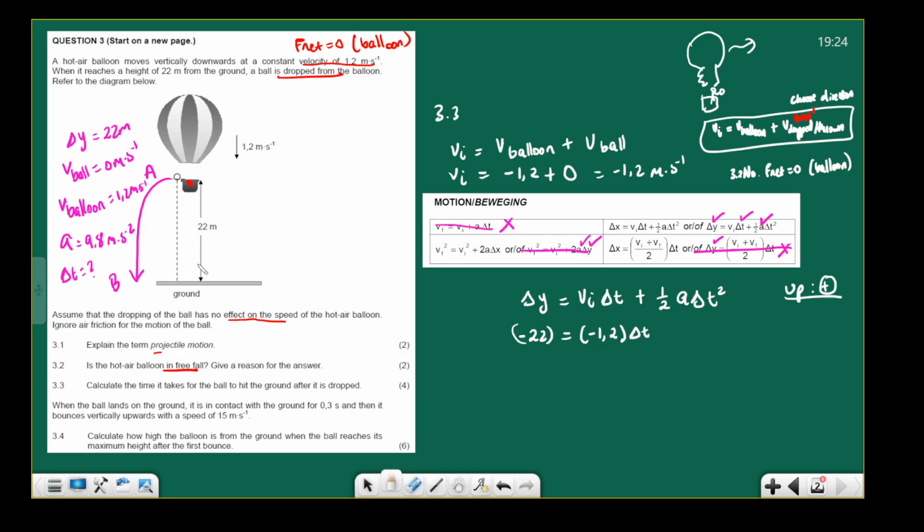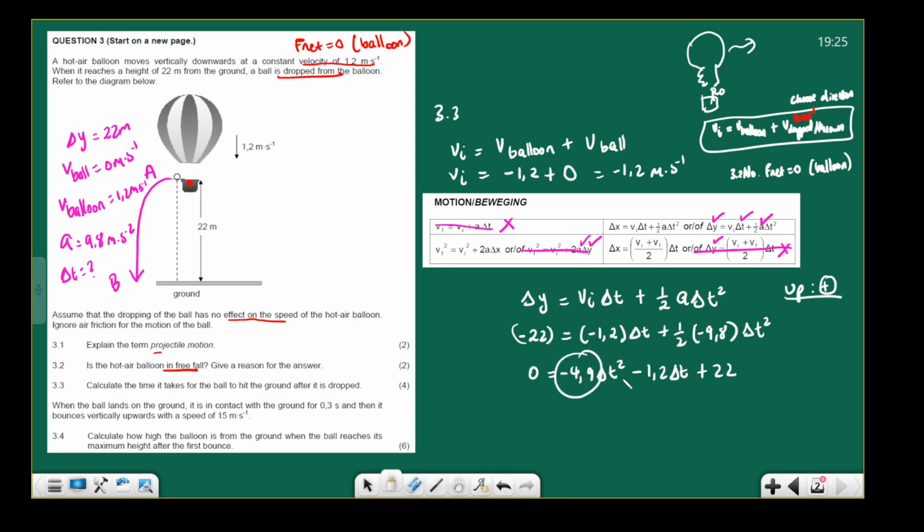So now we're gonna put negative 1,2 meters per second, and then we do not know the time it took, because we need to know the time it took to reach the ground, and then plus half negative 9,8 because it's going down, then change in t squared. Then from there it's gonna become a quadratic formula. We need to solve for change in t. So you're probably gonna have negative 4,9 change in t squared minus 1,2 change in t, and then plus 22.